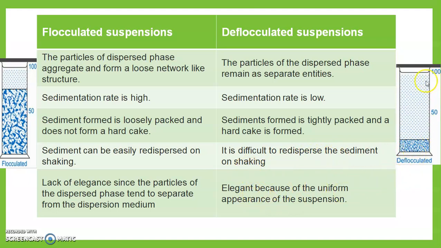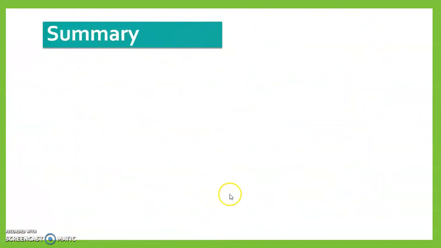As for elegance, the appearance is elegant because of the uniform appearance of the deflocculated suspension. They look elegant because they look uniform and their sedimentation rate is low. But if a sediment forms, it will form a hard cake. This is the difference between the flocculated suspension and the deflocculated suspension.